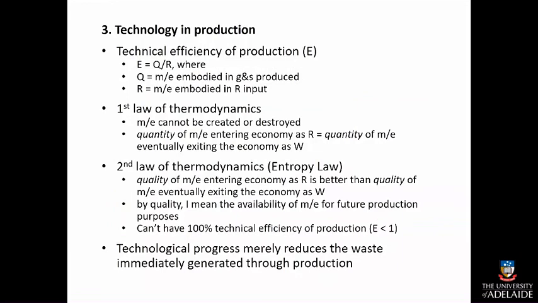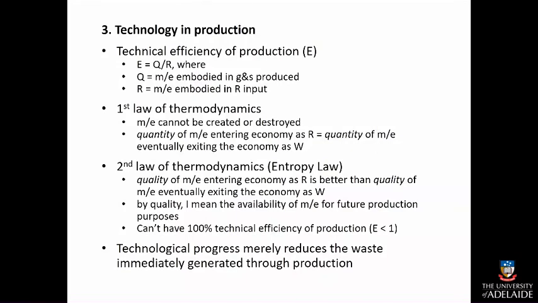Okay, so E is equal to Q on R, where Q is the matter and energy embodied in goods and services produced, and R is the matter and energy embodied in resource input. Now, this is where I talked a little bit about the quantity of matter and energy entering the economy equaling that which exits the economy. We need to talk a little bit about the first and second laws of thermodynamics. I know you think, well, this is economics. What do the first and second laws of thermodynamics have to do with economics? Well, the economic process is a resource transforming process. It's a physical transformation process, and it's subject to the first and second laws of thermodynamics.